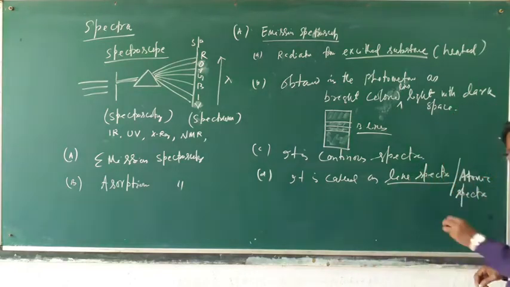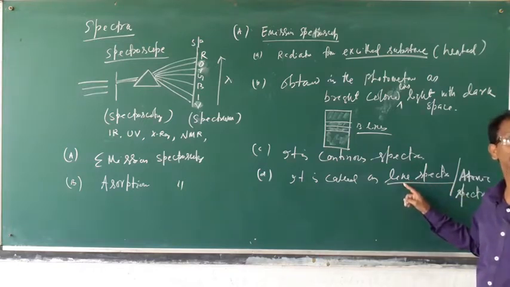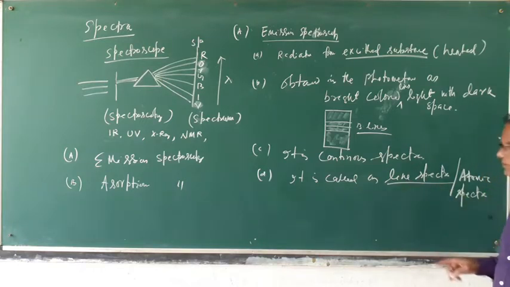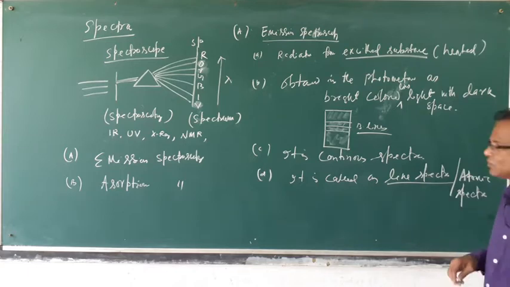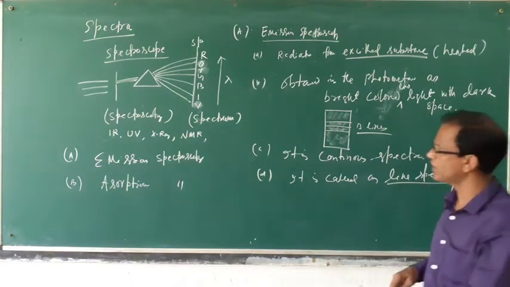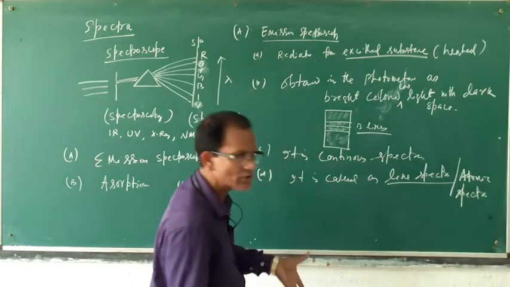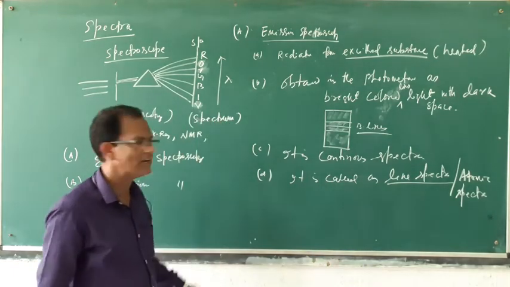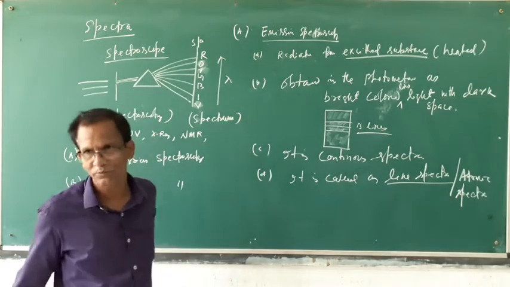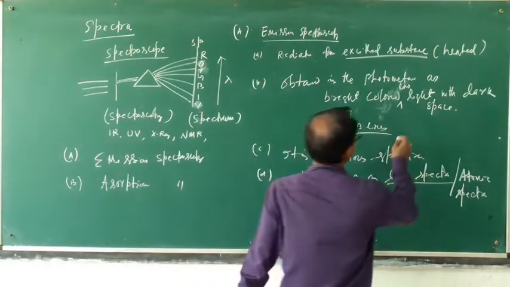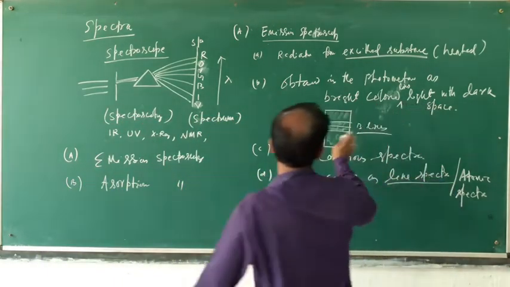Because different atoms in the compound have different line spectra. If the atoms are different, then different line spectra are produced. Suppose sodium chloride. If you heat the sodium chloride, then two brighter yellow lines are produced. Suppose you take sodium.